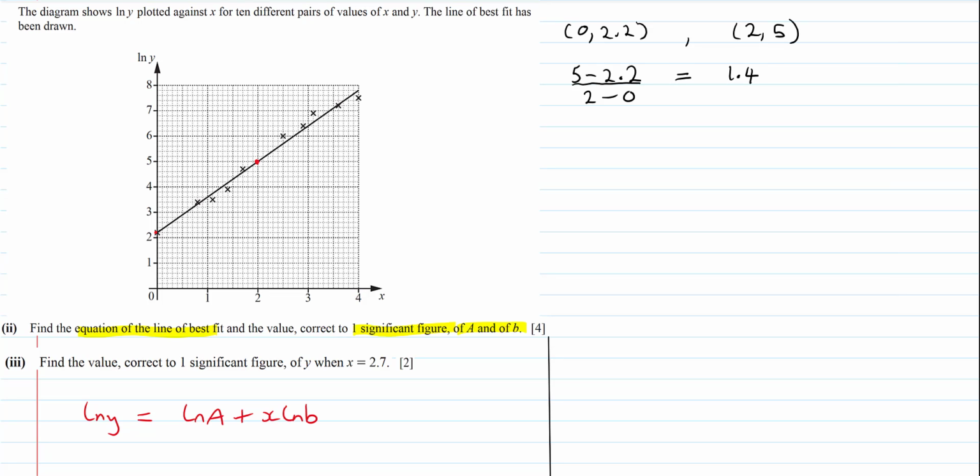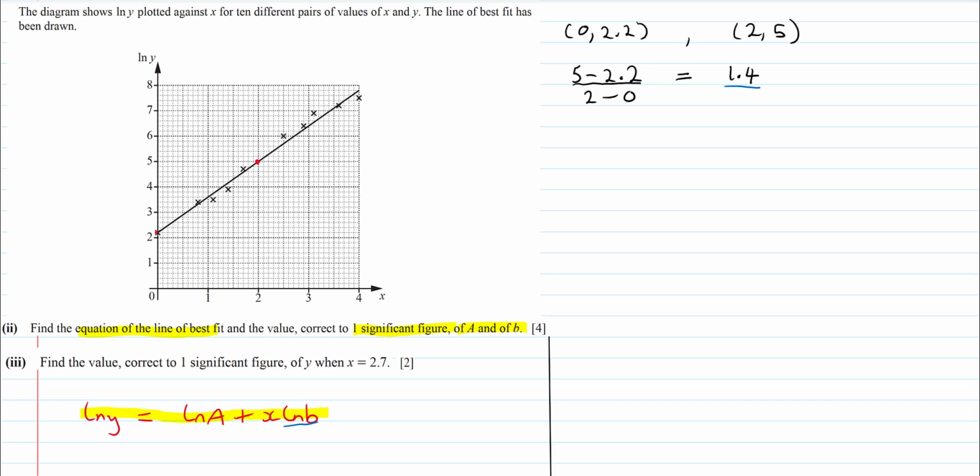And if we look at our equation down here, which we had turned into straight line form, the gradient is just the coefficient of x. So that means 1.4, there's 1.4 here, that's going to be equal to ln b. So now that we've got our gradient of the line of best fit, and we know a point on the line, we can work out its equation.